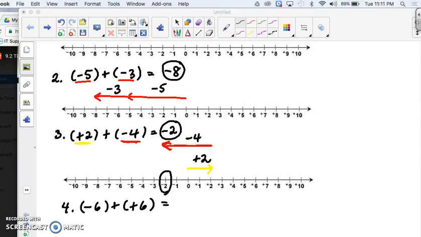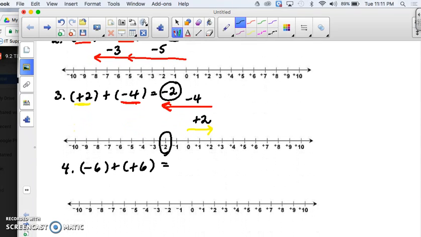Now, again, if you would like to try and do number 4 on your own before I go through the answer and the steps, please feel free to pause the recording right now. Now, again, I always think about what color represents what integer. We have a -6, which will be represented by red. And then we have a +6, which will be represented by yellow.